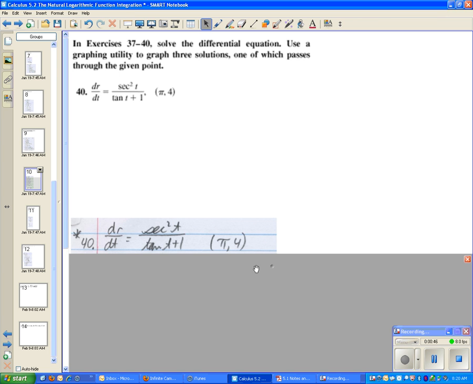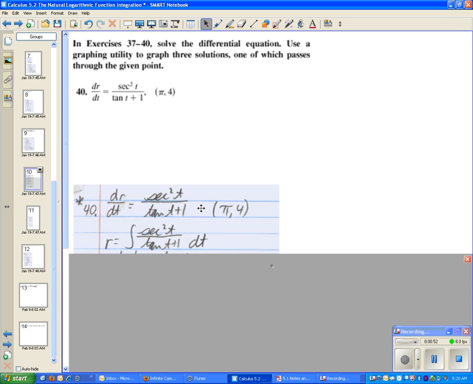All right, so we multiply both sides by dt, and then we take the integral of both sides. The integral of dr is r, so r equals the integral of secant squared t divided by the tangent of t plus 1 dt. I think we probably need a u for this one. What do you think u might equal?